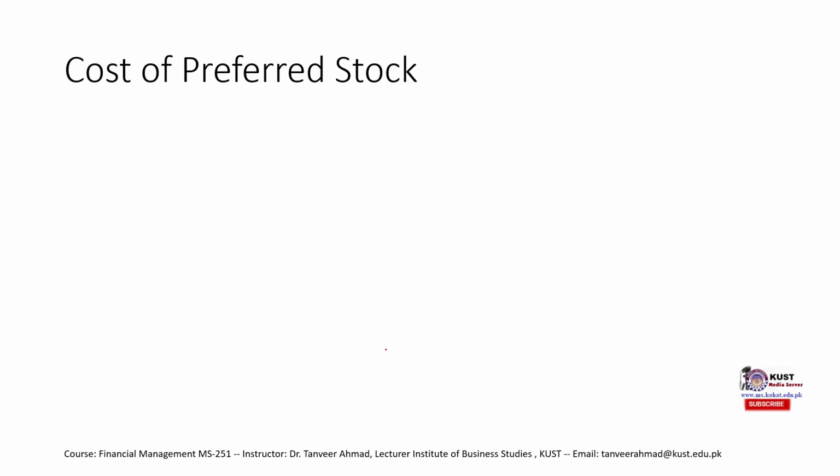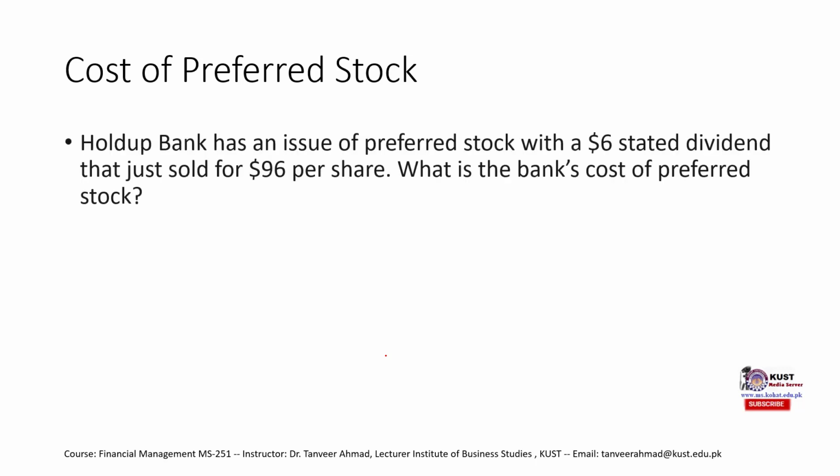Okay, so moving on, cost of preferred stock, the second component that we are going to understand. Hold Up Bank has an issue of preferred stock with a 6 stated dividend that just sold at 96 per share. What is the bank's cost of preferred stock? So we need to find the cost of preferred stock and the formula is dividend divided by P naught.